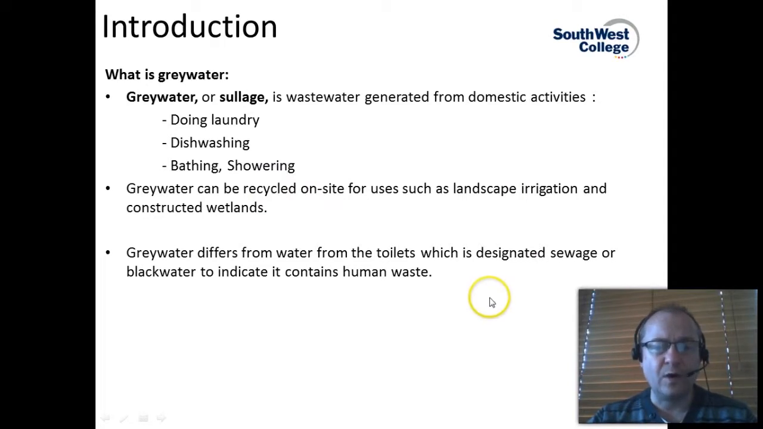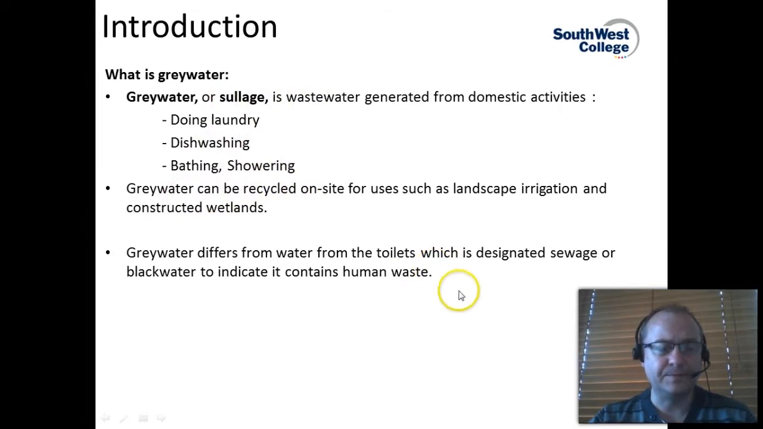Greywater differs from water from the toilets. Water from the toilets is designated as sewage or black water, it's sometimes called. So it's called black water, and it's basically to indicate that it contains human waste. So just to differentiate between greywater and black water: black water is sewage and must go into the sewerage system, whereas greywater is basically like dirty water that can be reused.